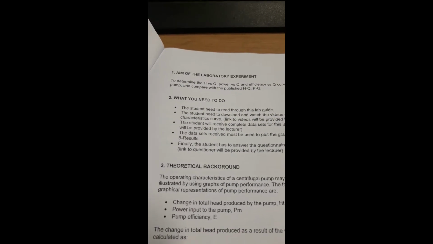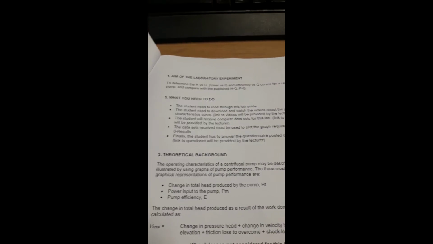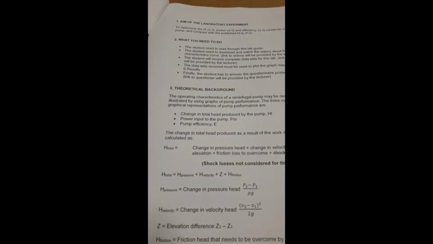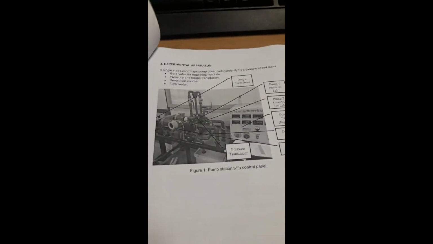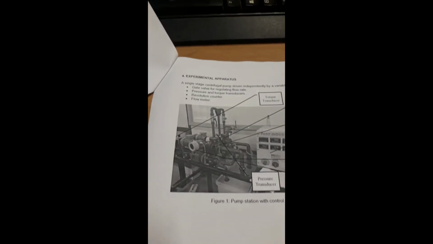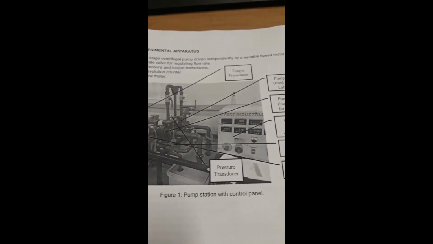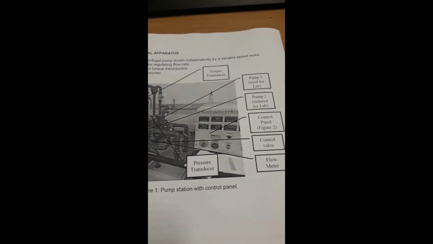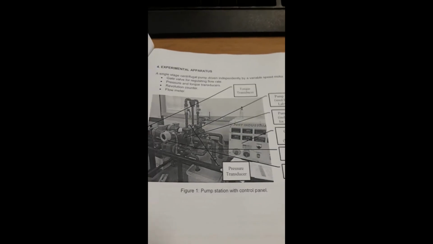Section 2, there's what you need to do and what you need. Please have a read through that. Then we have some theoretical background explaining pump heads and efficiency and all those things. That's still part of theoretical. Next section is the experimental apparatus we're going to use. There's a picture of the pump station with descriptions of what's what. We will also go through the equipment in the next video section.